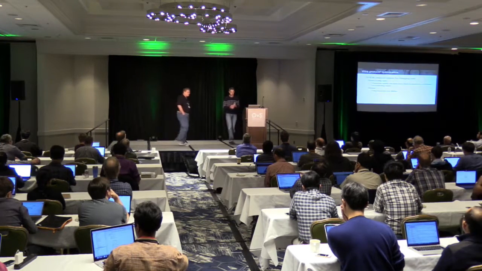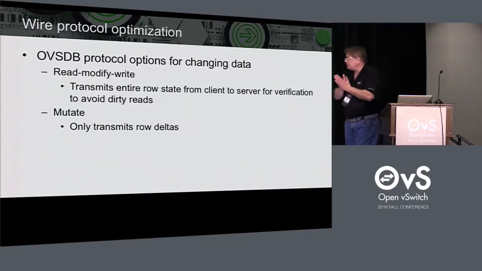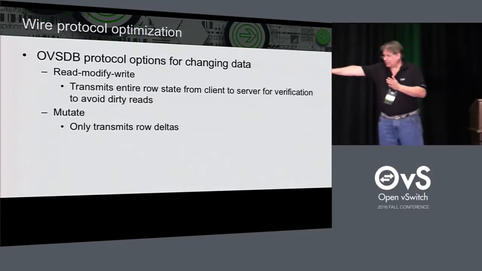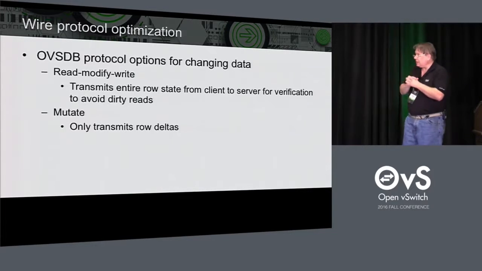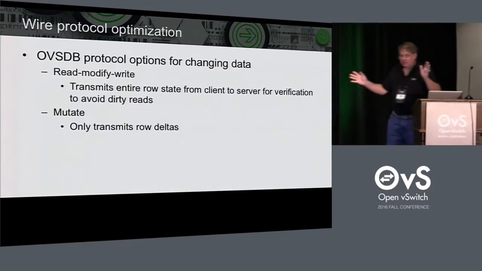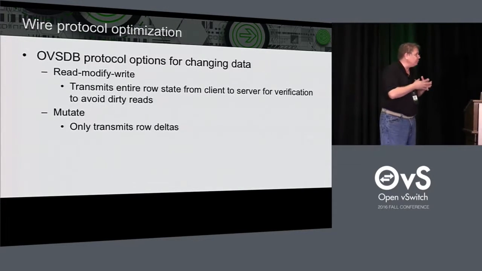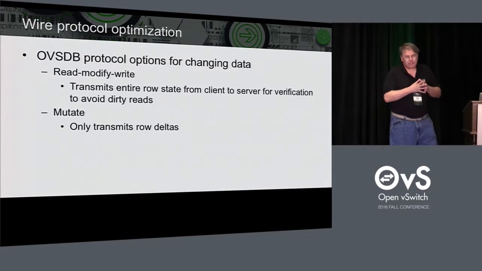All right, so that's actually an important thing when you work with OpenStack, because if you're trying to do provider networking, you're off on the right-hand side of that page. So that's something to keep in mind if you're using OVN with OpenStack. Since that's what we were doing, one of the things that we also looked at was how could we improve the protocol options for changing data.